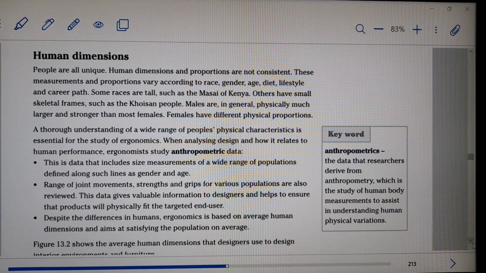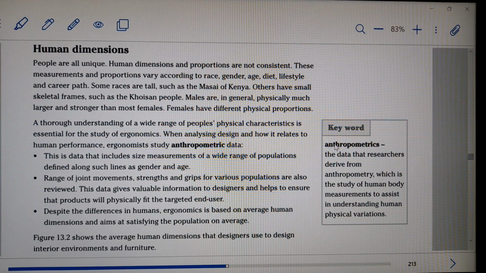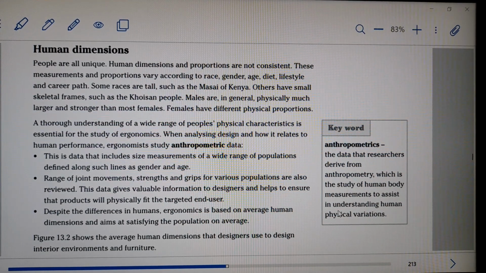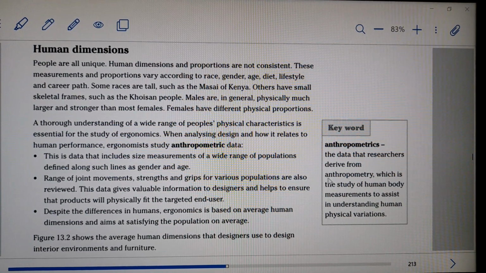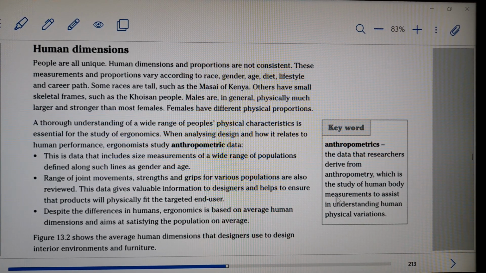Keyword before we continue. The keyword here is anthropometrics, which is the data that the researchers derive from anthropometry, which is the study of human body measurements to assist in understanding human physical variation. Anthropometrics is the data that researchers derive from anthropometry. And anthropometry is the study of human body measurements to assist in understanding human physical variations.